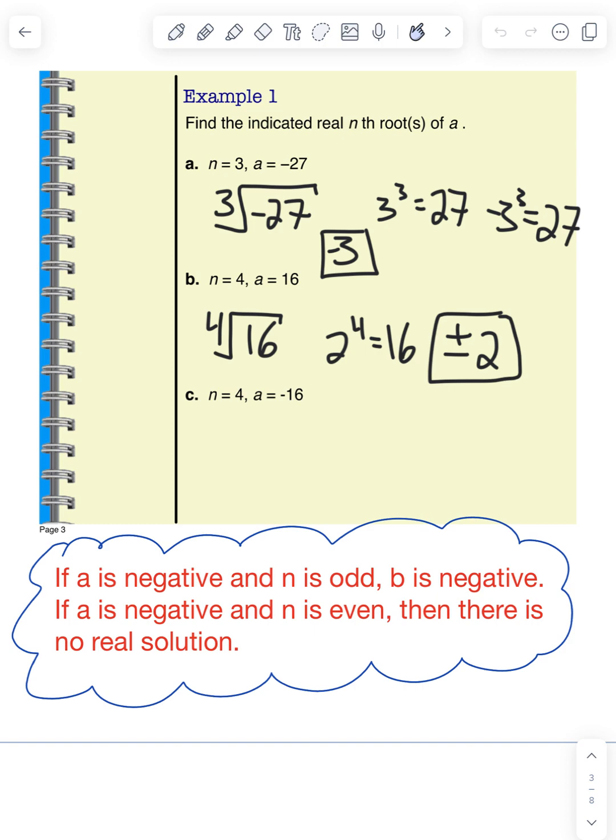All right, let's see what happens in C. We have the fourth root of negative 16. We cannot have an even root of a negative number because negative 2 to the power of 4 we know is positive 16. There is nothing times itself that's negative or positive that would equal a negative number. So there is no fourth root of negative 16. The answer to C is no solution.